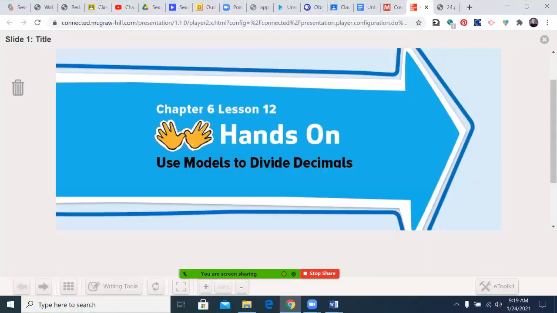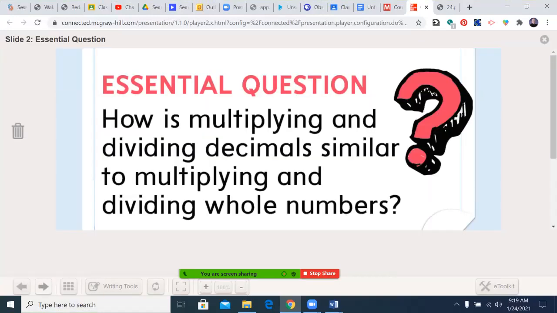Today's episode, Chapter 6, Lesson 12, use models to divide decimals. The essential question in Chapter 6 remains, how is multiplying and dividing decimals similar to multiplying and dividing whole numbers? And the conclusion we're working on reaching is that the algorithms are the same. The difference is, where do I put my decimal point?